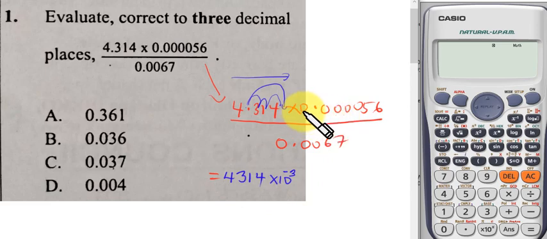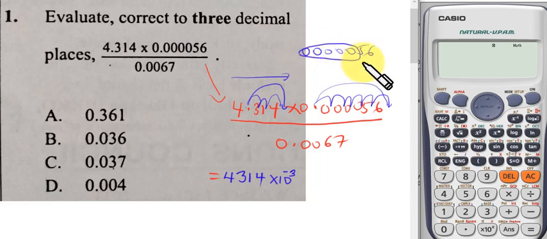Now I will come to 0.000056, and I will also move this point to the right so that I can convert this to a whole number. Let me see how many times I have to move it: 1 2 3 4 5 and 6. So I have moved it 6 times, from the left to the right, which implies that the power is going to be negative. What is left is the whole number 56, so I'll have times 56 times 10 to the power negative 6, because I moved the point 6 times from the left to the right side.